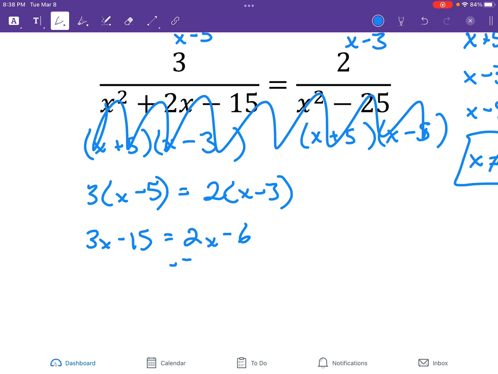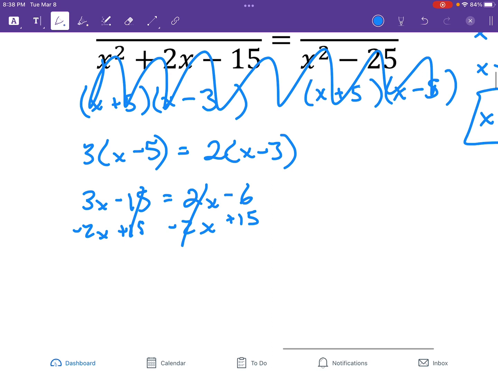All right, I'm going to subtract the 2x from both sides and add the 15. So 3x minus 2x is 1x, and negative 6 plus 15 is positive 9. And since that is not one of our domain restrictions, that works as an answer.